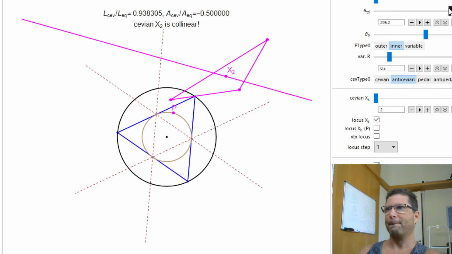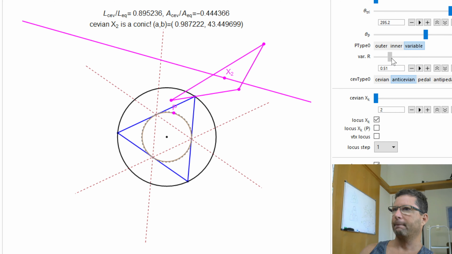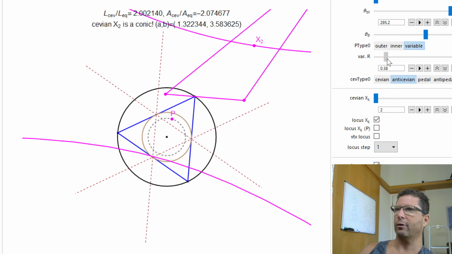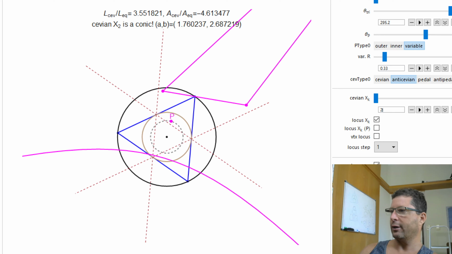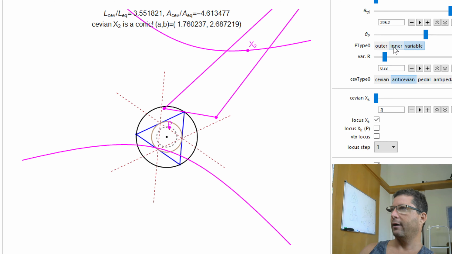Still a hyperbola. Okay. Now what happens if P enters the incircle? Let's see, if I enter the incircle, I remain a hyperbola, and it looks like there is, oh, that's interesting, I wasn't aware of that. There is a particular distance between P and the center where this thing becomes an ellipse, because I'm still a hyperbola here.